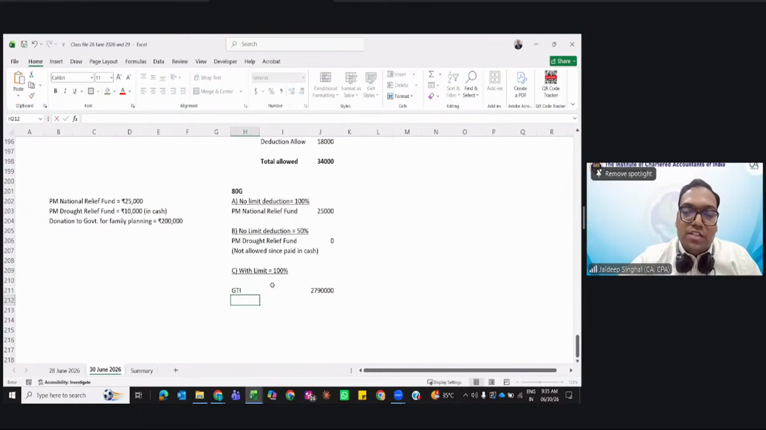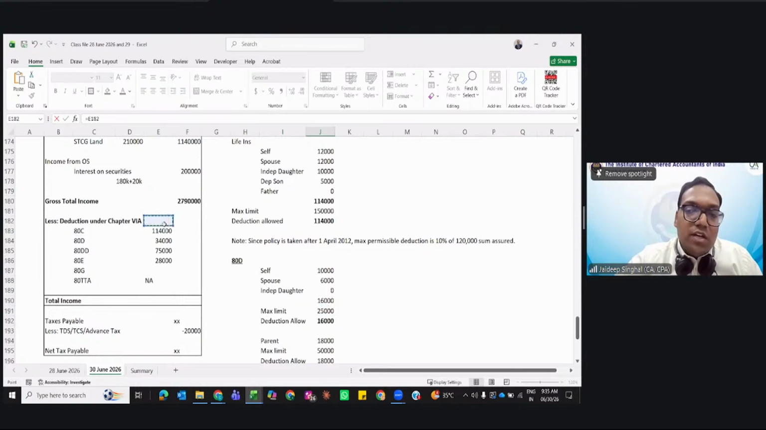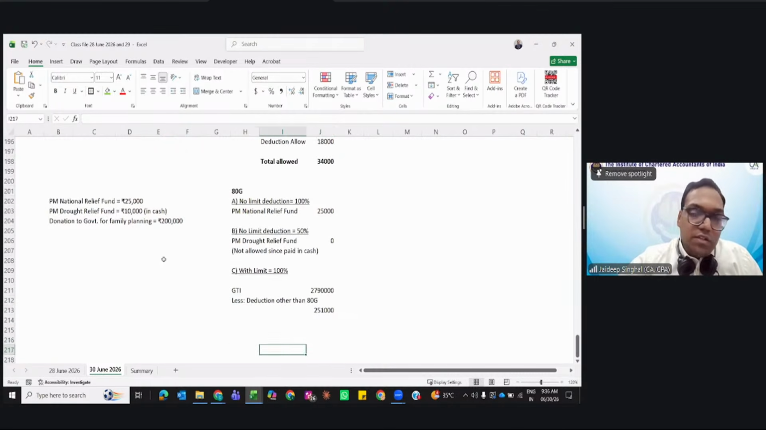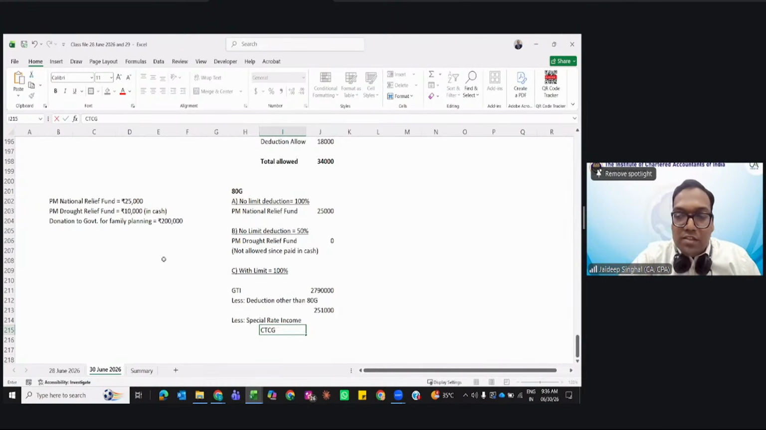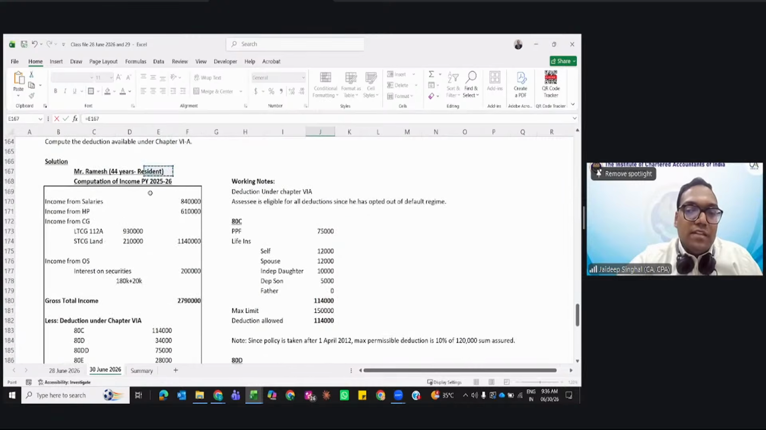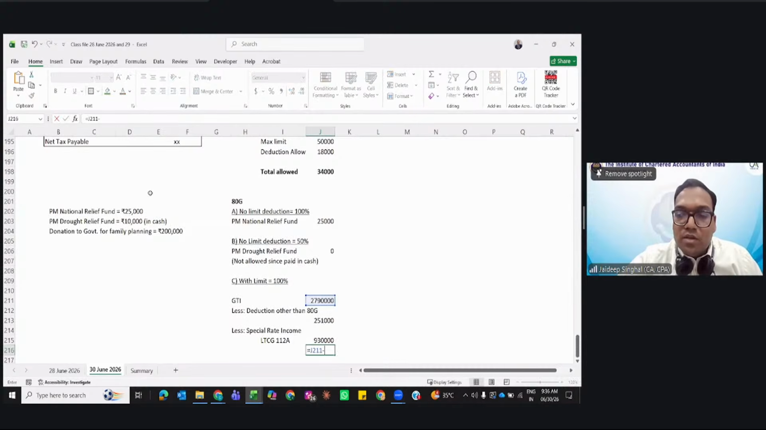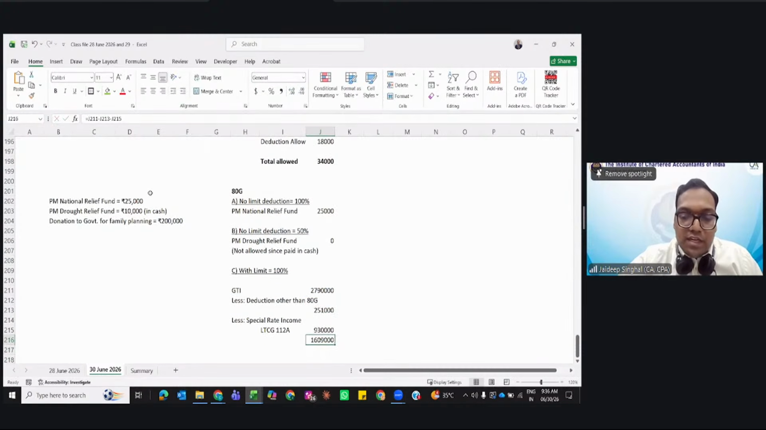You reduce other deductions, less deductions other than 80G. So you will take up the old deductions: 114 plus 34 plus 75 plus 28. It is coming 2,51,000. You will reduce the special rate income. In special rate income you take the long term capital gains, 112A. Short term was a normal capital gain, right? 9,30,000. You reduce it. So how much it comes? 16,09,000. This is the adjusted GTI, adjusted gross total income.